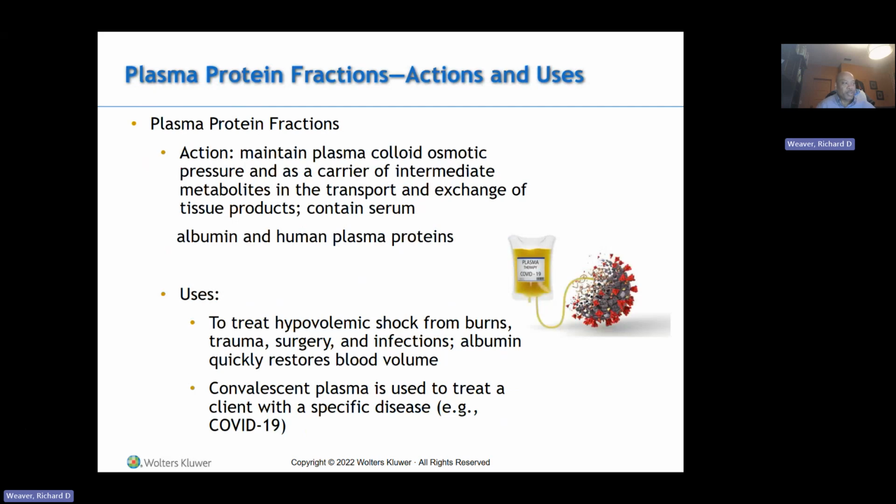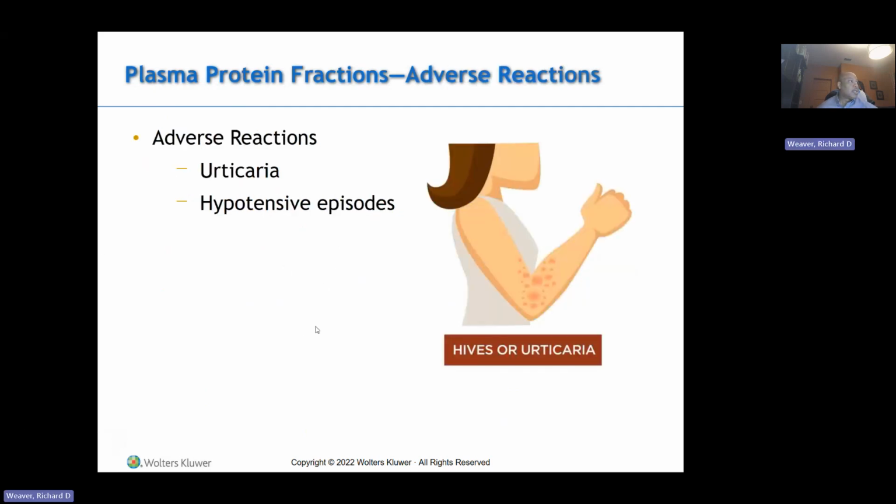Convalescent plasma is used to treat a client with a specific disease, such as COVID. And that's something that's rather a bit new for me. Let's see if there's anything that I spoke about that. All right. Maybe I'll put that somewhere else.